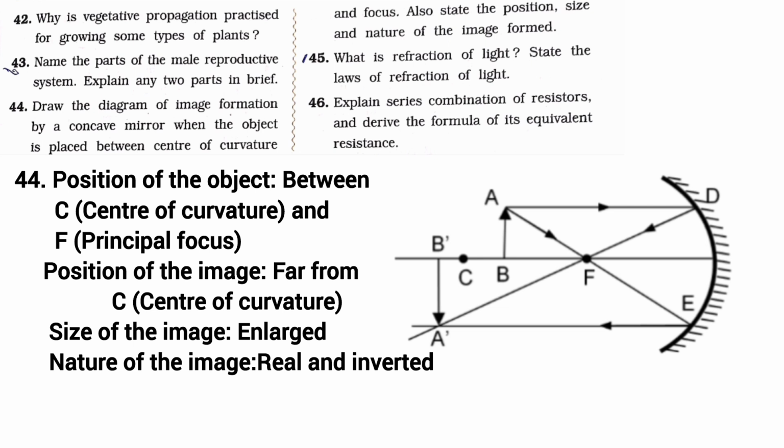Now the position of the image we get is far from C, that is center of curvature. The size of the image will be enlarged. The nature of the image will be real and inverted.